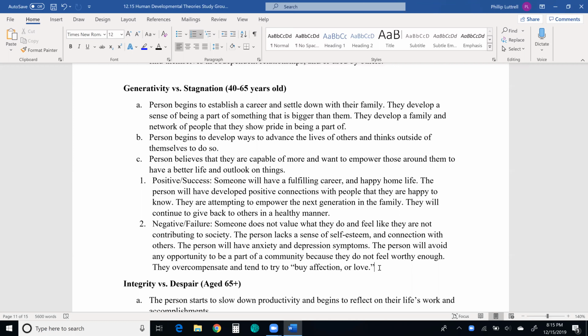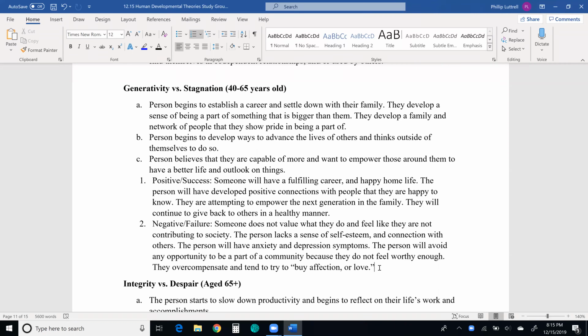So the person begins to develop ways to advance the lives of others and thinks outside of themselves to do so. So the person believes that they are capable of more and wants to empower those around them to have a better life and outlook for things. And they start to sacrifice themselves for the benefit of other people because they want to leave things behind rather than just leaving things for themselves and benefiting themselves.